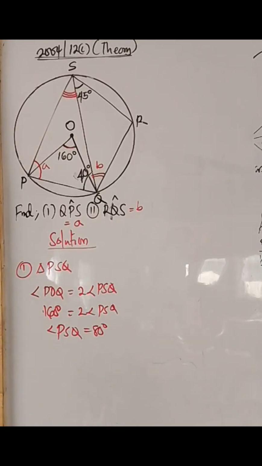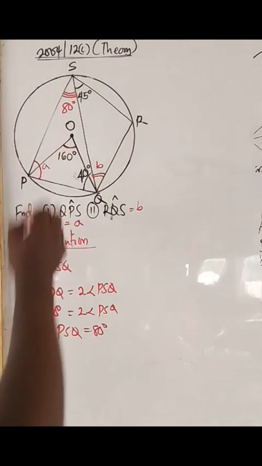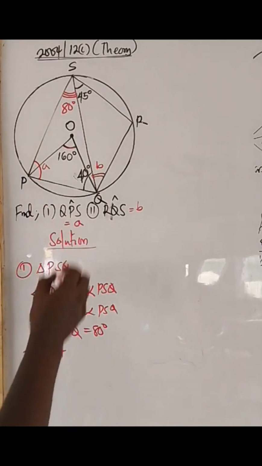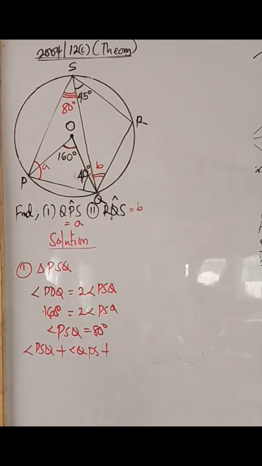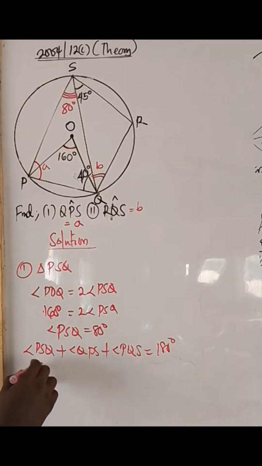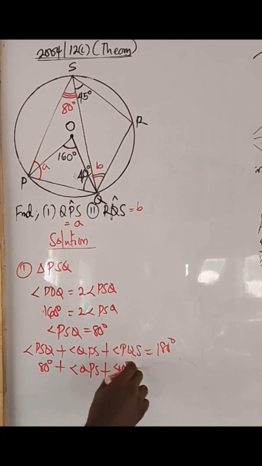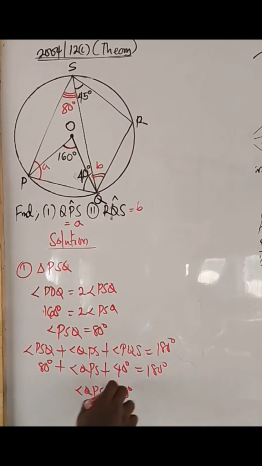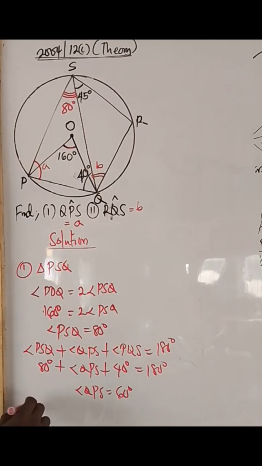80 degrees. Then from there, using the sum of angles in the triangle PSQ, this angle PSQ, which is 80, plus A, which you are looking for, which is angle QPS, plus this 40 given in the question, that's PQS, must give 180 degrees. So QPS equals 60 degrees. Why? 80 plus 40 is 120. From 180, that is 60. That's the first part.